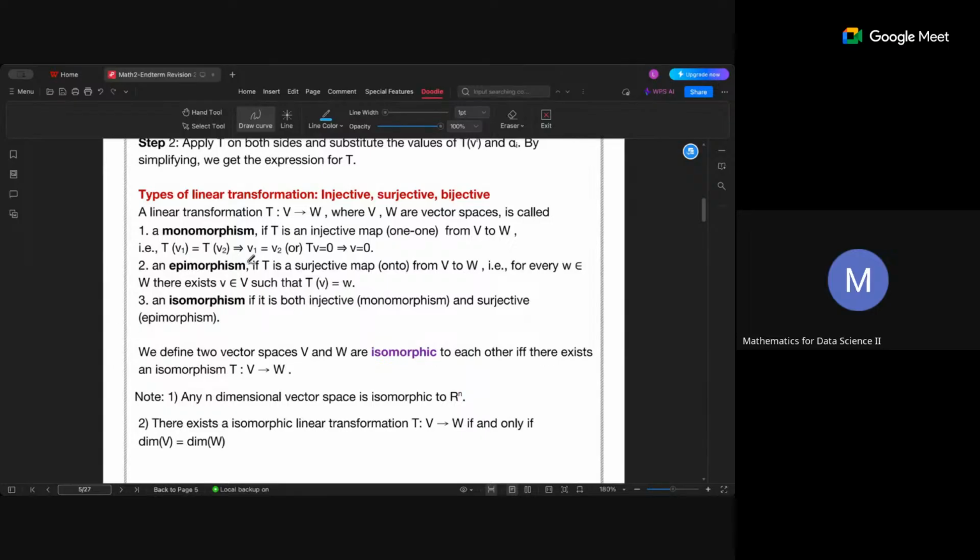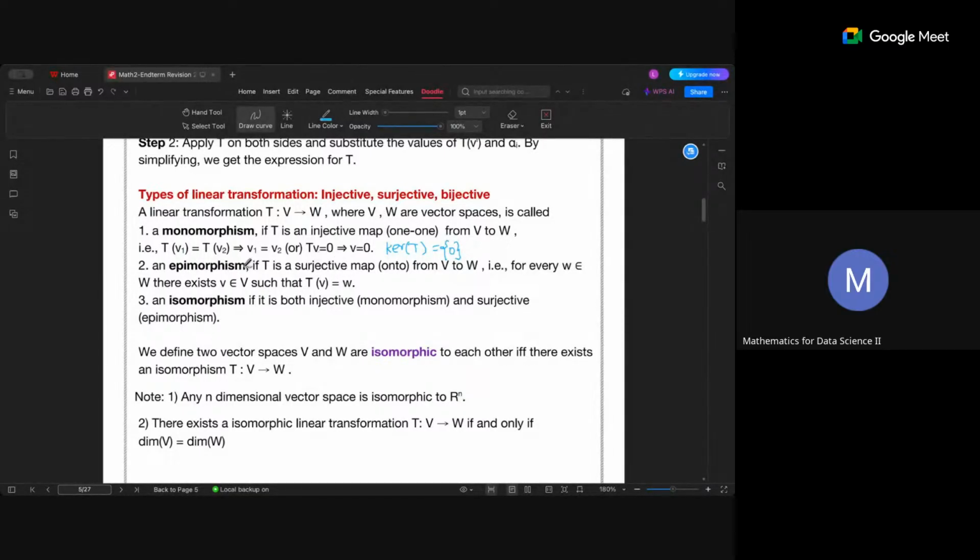Now, what are the different types of linear transformation? It can be either injective, surjective, or bijective. Monomorphism is another name for injective or one-to-one. So what is the definition? Tv1 equal to Tv2 implies v1 equal to v2, or Tv equal to 0 implies v is equal to 0. The other way to say it is that the kernel of T is the singleton {0}, right? So the only vector in the kernel is 0. Kernel is nothing but the null space of T, right?